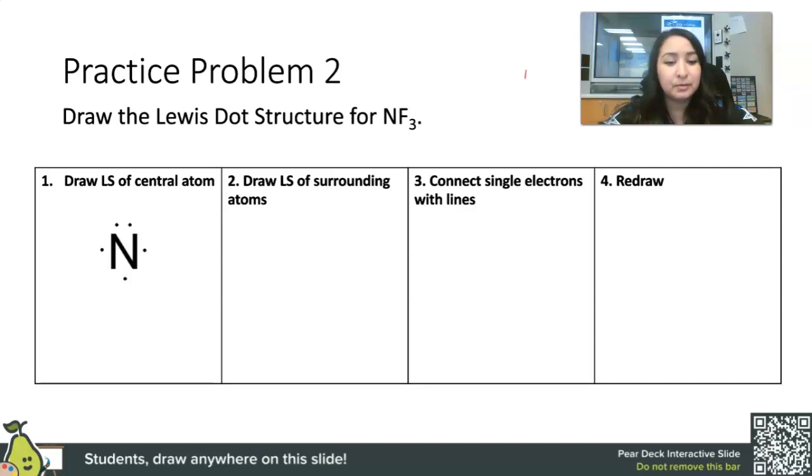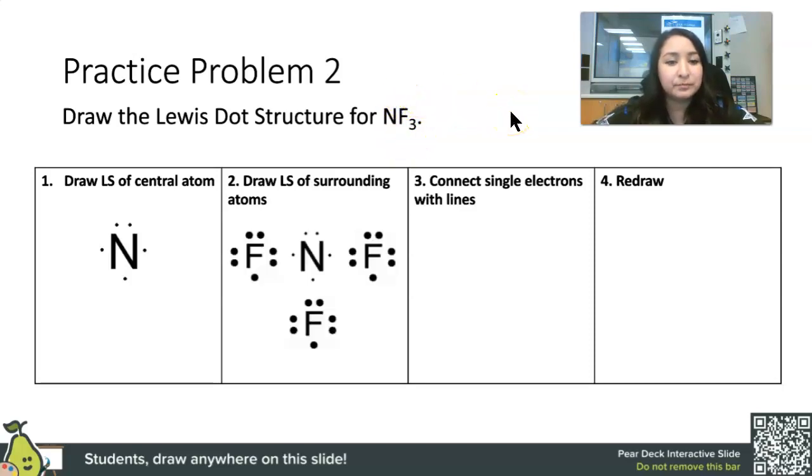Okay, hopefully you already paused it now. Now we're going to put the fluorines around the nitrogen. How many fluorines do we draw? Well, if you see it's NF3, that 3 represents how many fluorines we should draw. So we're going to draw 3. Boom, right here. Remember, we draw it on the sides first, then we draw it on the bottom. So here I drew 3 fluorines.